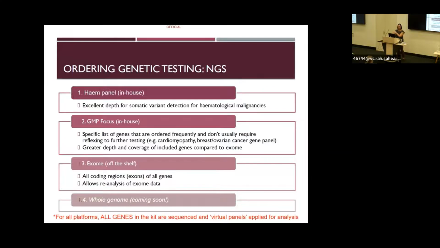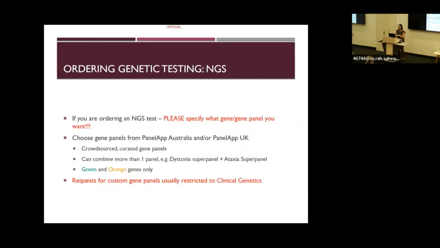So that's why with the exome platform, say you've done an ataxia gene panel, we didn't find anything there, but then you're thinking, I think something is really going on with this patient, then we can go back to the exome data and reanalyze it for another gene panel, or just completely open it up with whole exome in conjunction with clinical genetics. So we're ordering an NGS test. Please tell me what gene or gene panel you'd like.